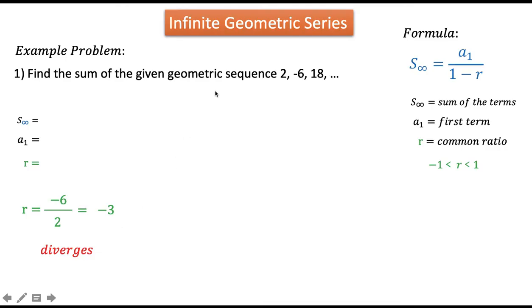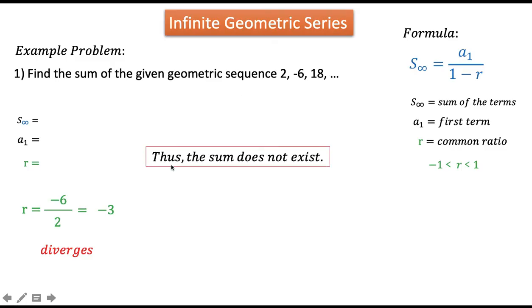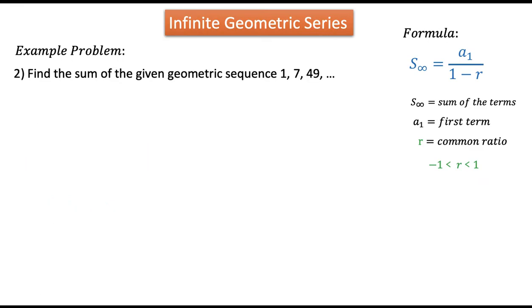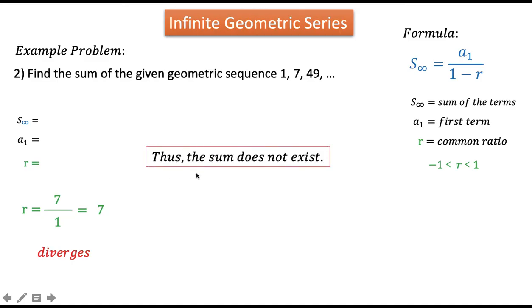This tells us that the geometric sequence is approaching infinity. Therefore, this infinite geometric sequence doesn't have a sum. The sum does not exist. In our given number 2, find the sum of the given geometric sequence 1, 7, 49, and so on. Let's start examining the common ratio. The second term, 7, divided by its preceding term, which is 1, is 7. Since 7 is also beyond the range, this geometric sequence diverges and the sum does not exist.